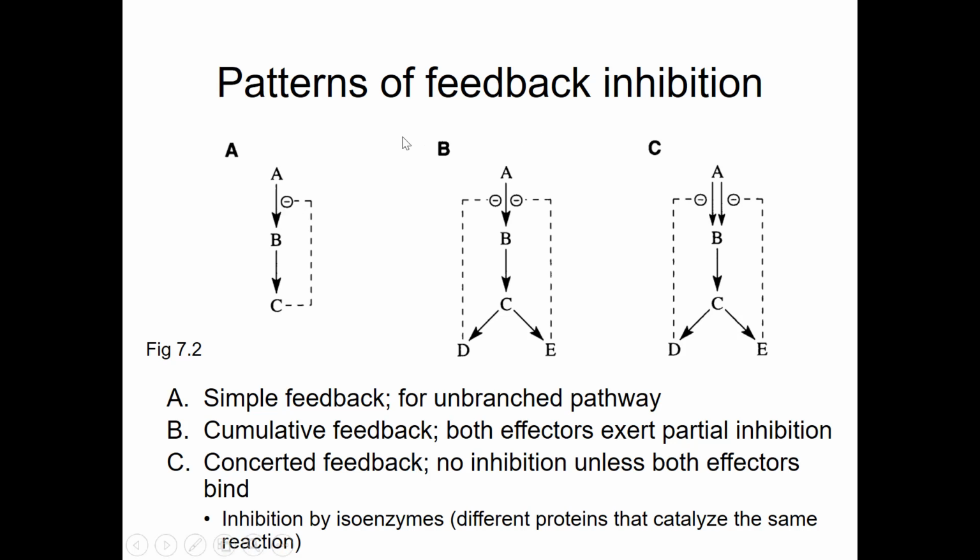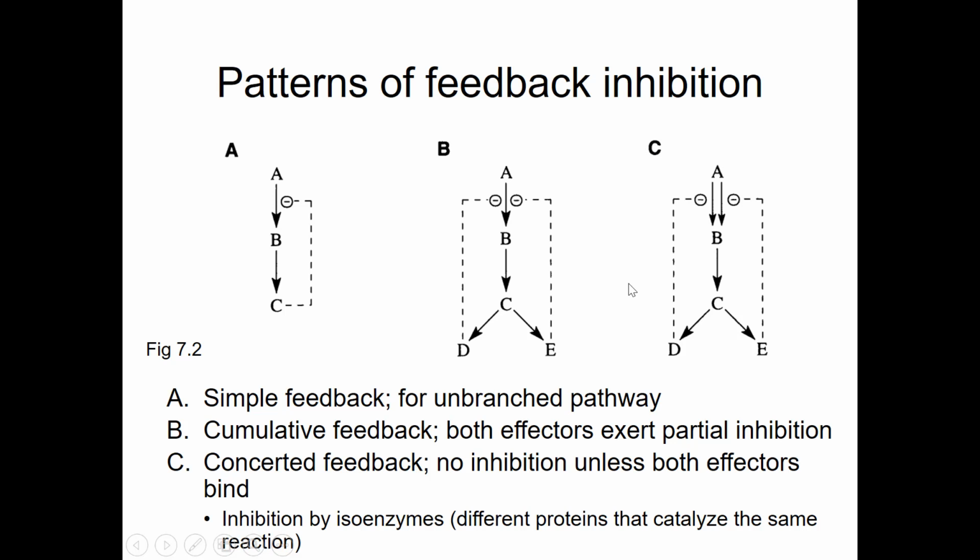If we look at B, this is cumulative feedback. So A gets converted to B, enzyme 2 converts B to C. Now you have enzyme 3 and enzyme 4, and they each convert C to either D or E. For cumulative feedback, D can come back and inhibit enzyme 1, but so can E. And unless they are both bound to enzyme 1, you don't really get full repression. So both effectors need to be present to stop this pathway. Otherwise, you get a partial inhibition.